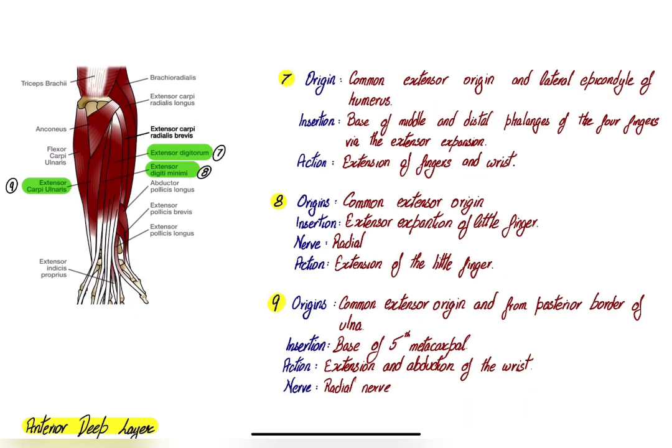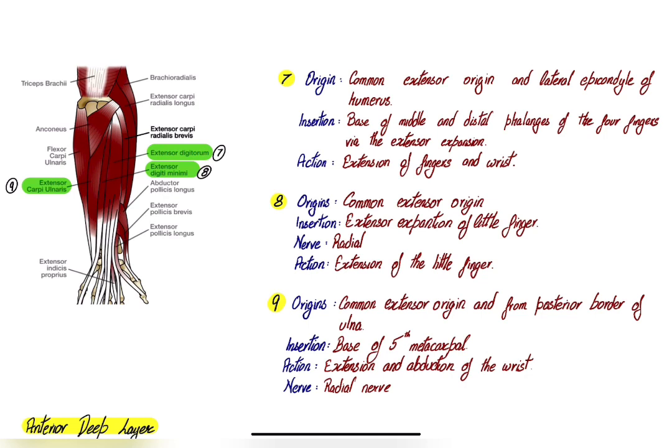Now the next muscle is the extensor digiti minimi. Now it originates from the common extensor origin, as we all know, and has its insertion in the extensor expansion of the little finger. The nerve that passes through it is the radial nerve, and the action is extension of the little finger. The next one being the extensor carpi ulnaris.